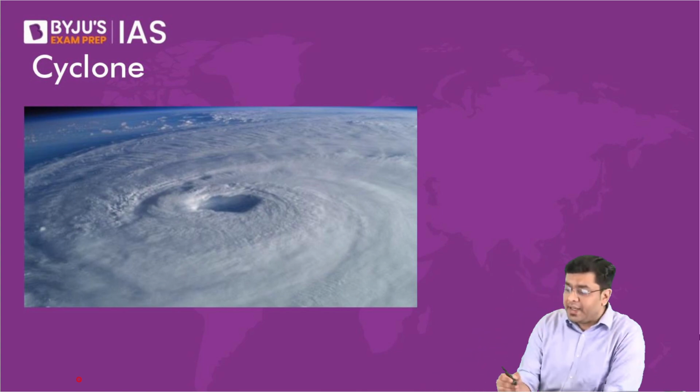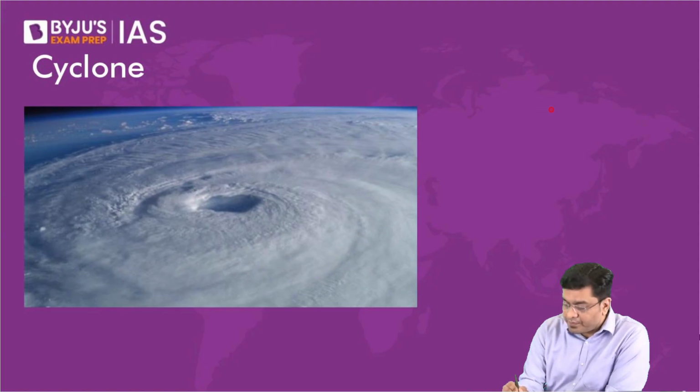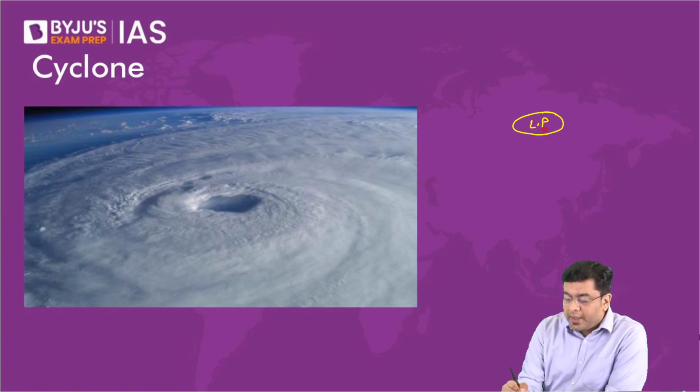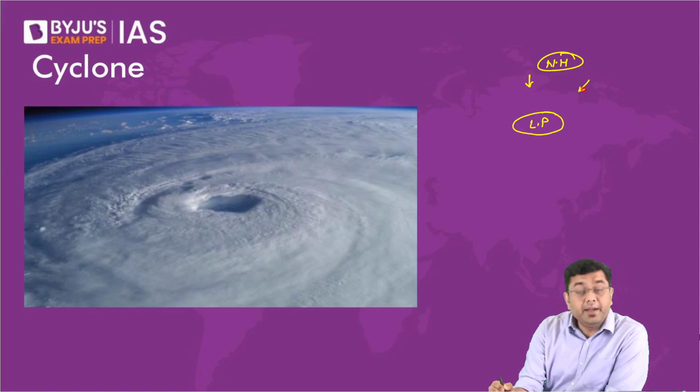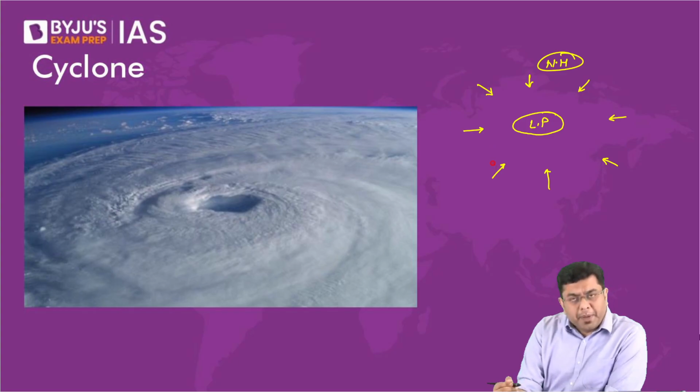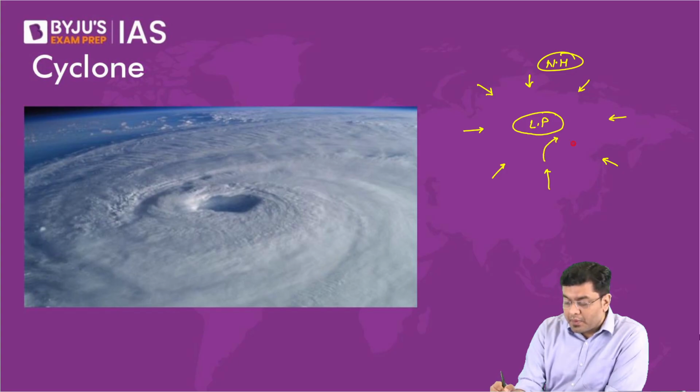So a cyclone is an area of intense low pressure. Now let's assume the case of the northern hemisphere. Low pressure means winds are going to be attracted here, very intense, not a normal low pressure. Low pressure means winds are going to be attracted here from all different directions, isn't it? But because we are in the northern hemisphere, the winds will be bending to the right here.